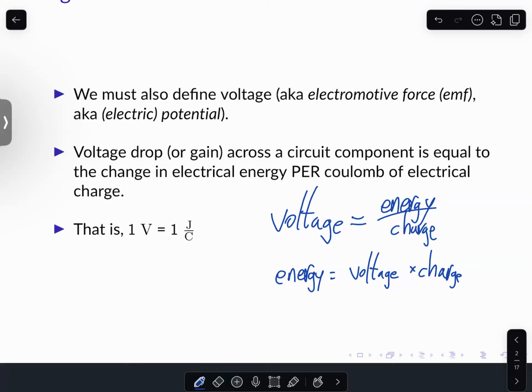I'm trying to connect this with circuits. What I just said is bad because I'm referring to individual charges. Okay, what I should say is the energy lost by some amount of electricity, some amount of current flowing through a component is the voltage drop across that component, the change in voltage from one side to the other, times how much charge is flowing through.